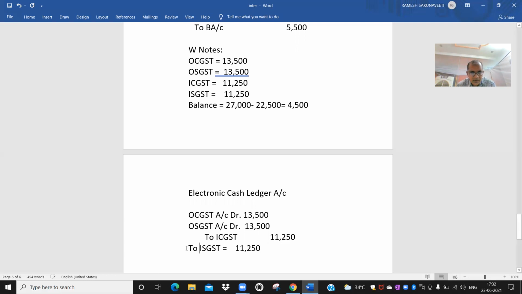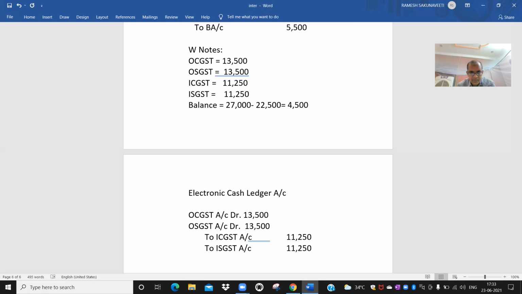To input SGST account, here also it is 11,250. The difference we have found out now, this 4,500, you have to bring it to here. So that is, I mentioned, electronic cash ledger. You have to mention it.